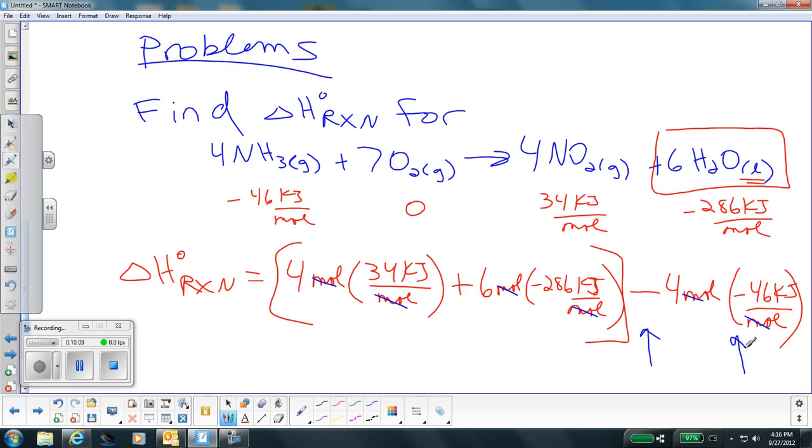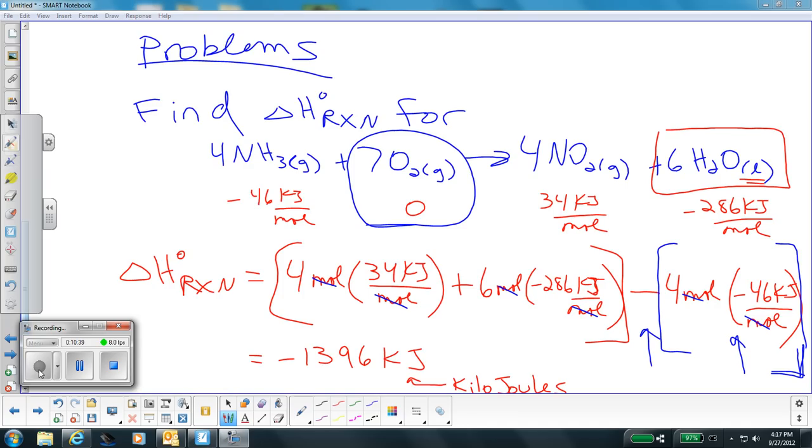Sometimes you have two or more reactants, and you have to make sure that you remember to subtract all of the reactants. And I could ask you, why did I ignore the oxygen over here? Why is this oxygen irrelevant? How did I know it was 0? I could have looked it up in the table. But you're going to have to remember all pure elements in their standard states, the standard heat of formation is 0.